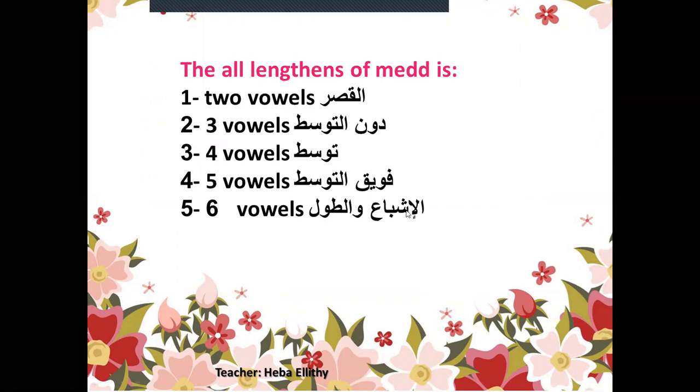We have al-qasr. Al-qasr is 2 beats, and I can tell right away it is al-mad al-tabi'i, natural mad. The length of it is al-qasr, 2 beats. 3 beats or 3 vowels is دون التوسط, less than medium. 4 vowels is التوسط. 5 vowels is فويق التوسط, a little bit more than medium. 6 vowels is الإشباع والطول. الإشباع والطول means the longest one.